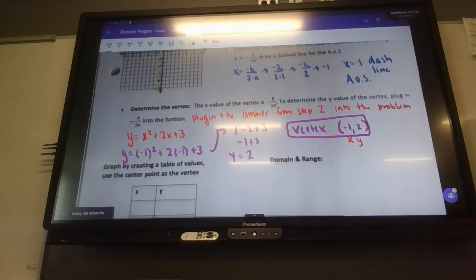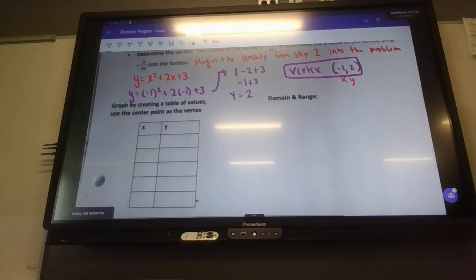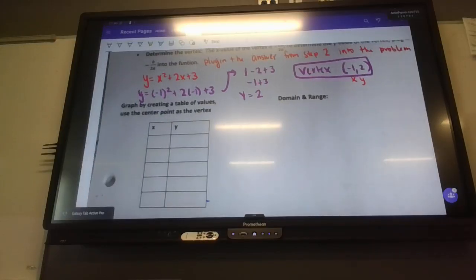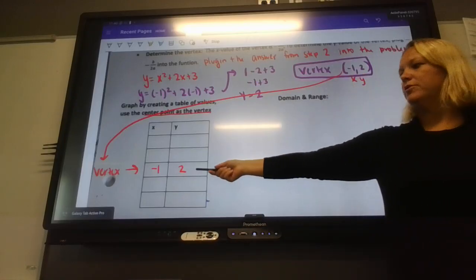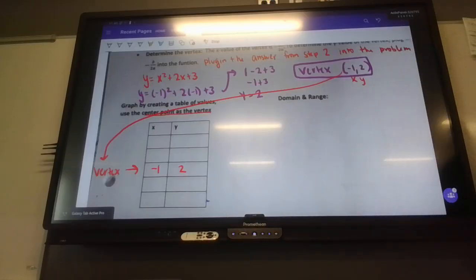Questions? How do I get the other 2 points? We're going to go on to step 4, and we're going to make a table. Big long table. The table will be different for every equation. The key about making the table is that the center point is the vertex. So I'm going to take this point I just got, which is the vertex, and I already know it. I'm going to fill it in, shortcut. I don't want to do another point when I already found one. We did all the work for that one. It's the center of the parabola. Put it in the center of the table. Already done.